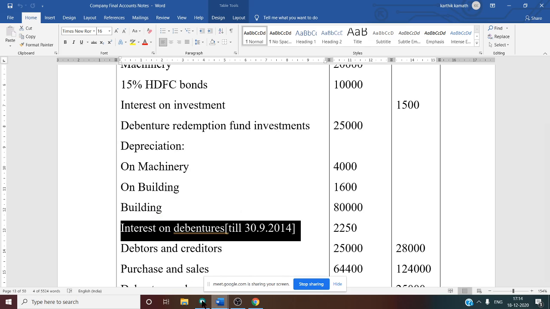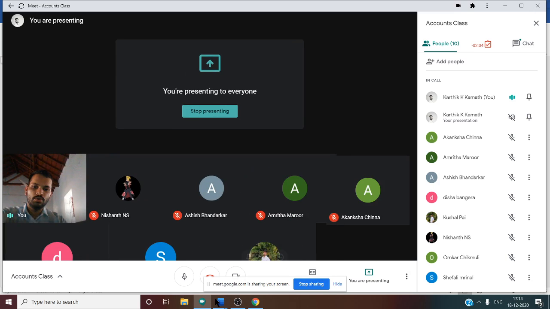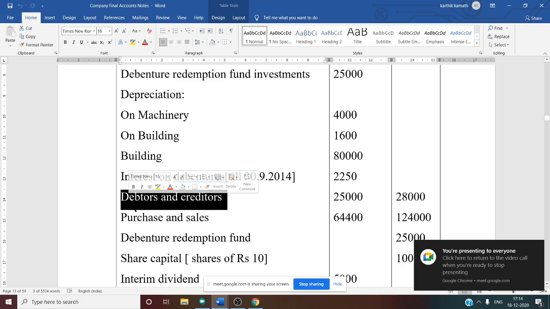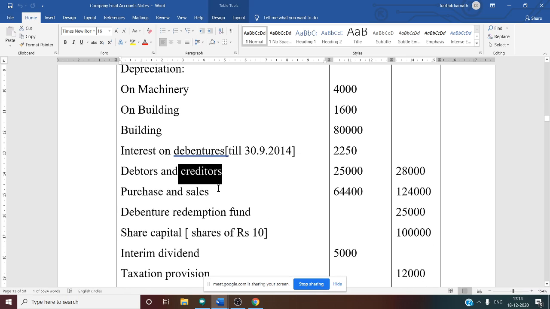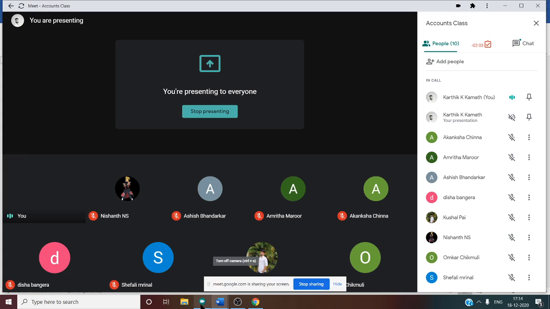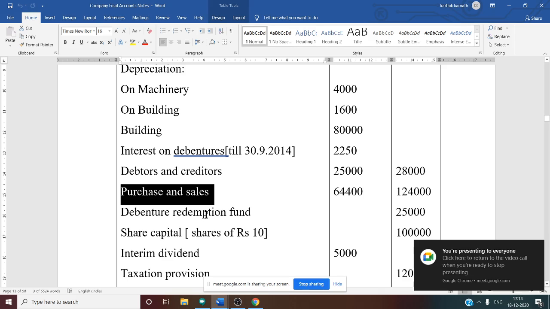Then interest on debenture. Interest on debenture is a finance cost, so there you have to show interest on debenture. Then debtors: debtor is a trade receivable. Trade receivable has a separate working note number 18, under the balance sheet. Then trade creditor is trade payable. Trade payable, working note number 8, there you have to show. Then purchases and sales. Purchases, that is the purchase of stock in trade, working note number 25. Then sales is revenue from operations, working note number 22. There you are going to show this information.